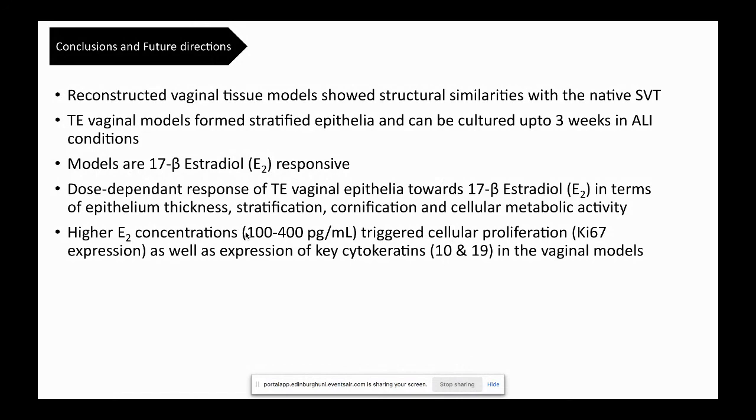And we hope that in future, these models could be utilized for preclinical testing of potential biomaterials that are designed for the female pelvic floor repair. With this, I conclude my presentation. Thank you all for your attention, and I'm happy to take any questions.